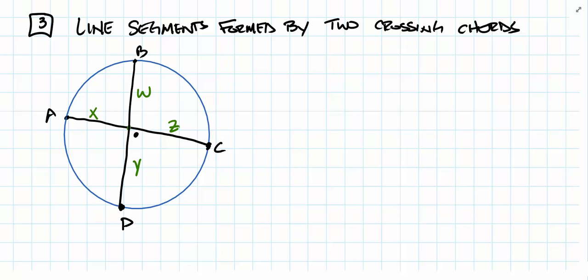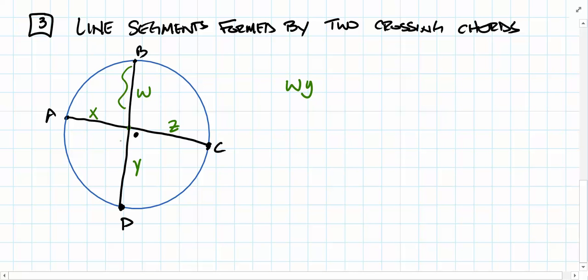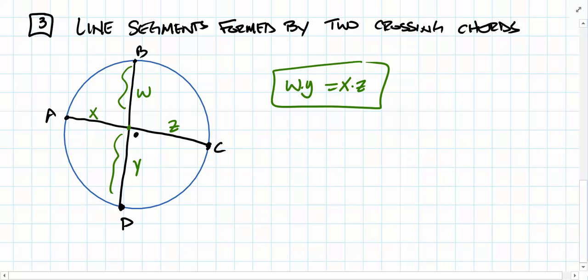The relationship between them is such that W times Y, so this segment times that segment, equals X times Z. There's no G anywhere. That's a Y. Yeah. WY equals X times Z. Okay?